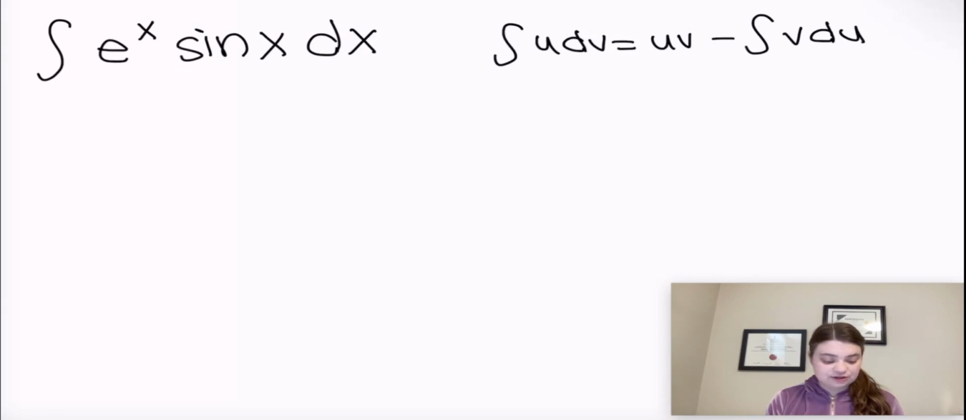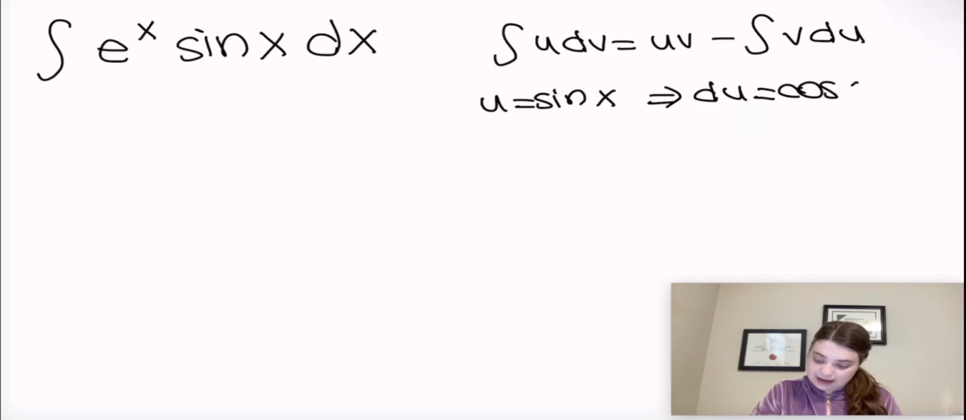All right, so how would we start this one? Well, recall that we want dv to be something that's easy to integrate, something easy to go back to v with, and then u to be something easy to take the derivative of. So I'm going to choose sine x for u because of that. So u is equal to sine x, and that means that du is equal to cosine x dx, because the derivative of sine is just cosine.